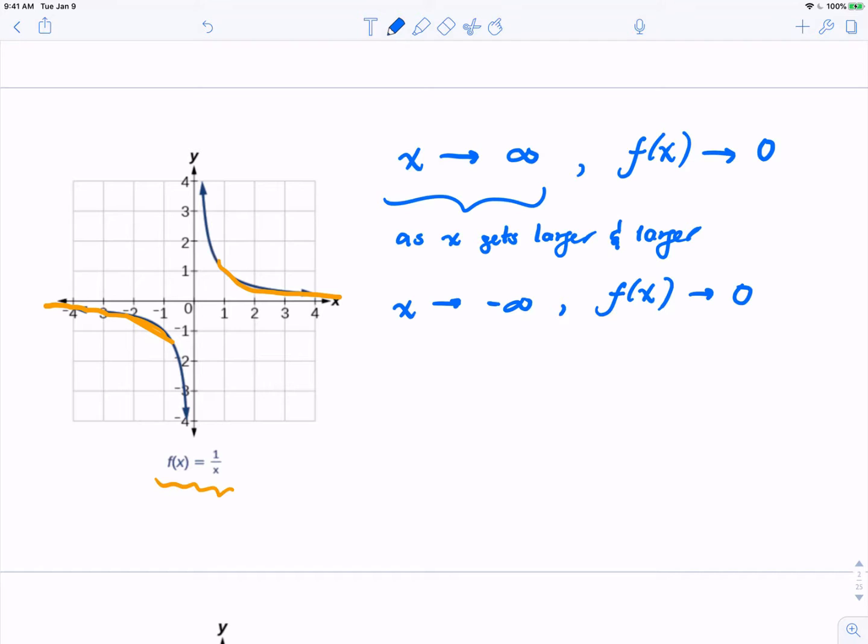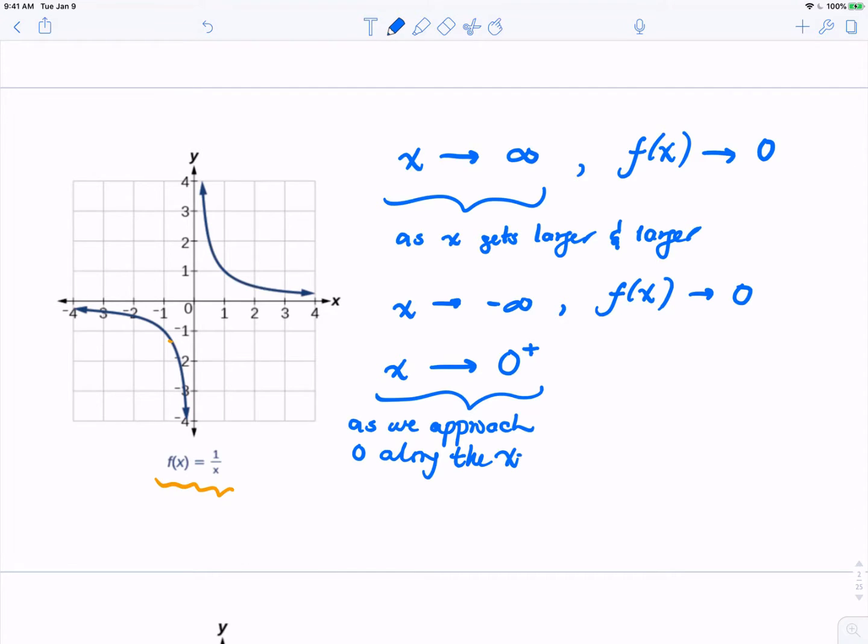But notice that the function has a special behavior also as we approach 0, but it has a different behavior depending on if we're approaching 0 from the left side or if we're approaching 0 from the right side. So when we write this, x arrow 0 plus, what this means is as we approach 0 along the x-axis from the right.